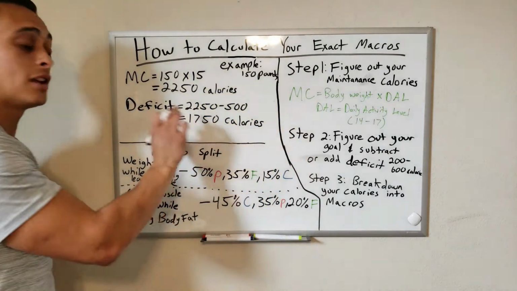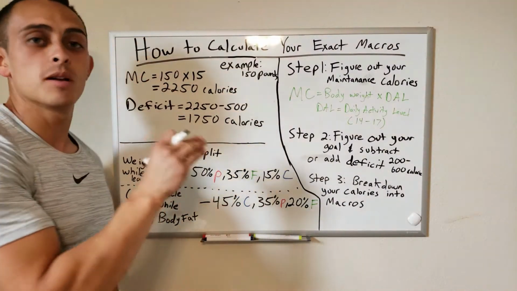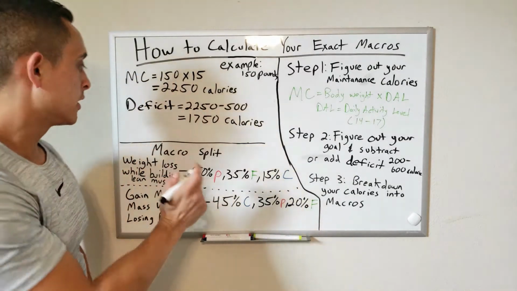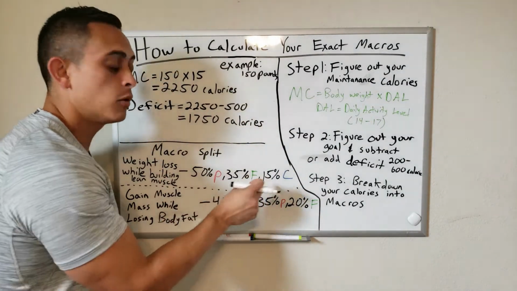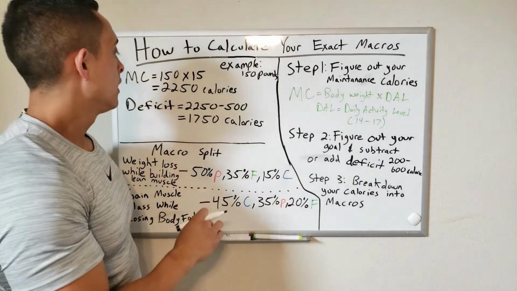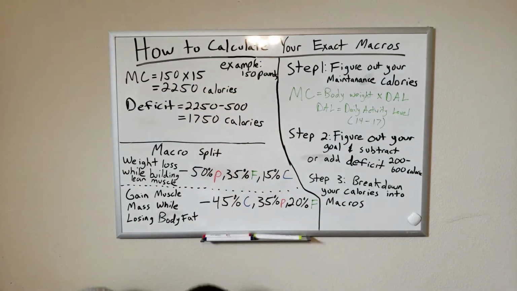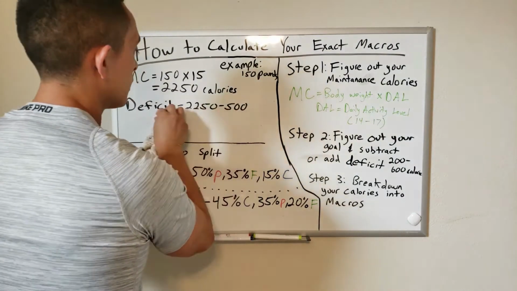Perfect. So now we have our calories, and this is where most people stop. This is where most people worry about the calories they've got to take in, but we're going to break that down further into the macros. This is where you really start figuring out exactly what you need for your specific goals. So we're going to break down the 1,750 into your macros. So let's go ahead and do that. Let's see here. I'm going to erase this.